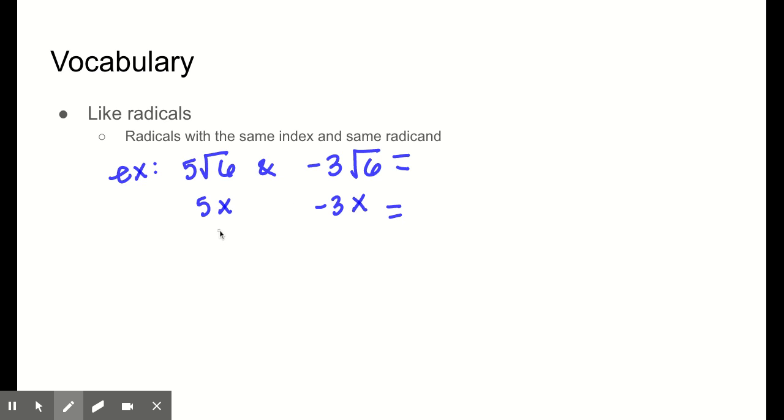So if we had 5x minus 3x, that would give us 2x. And similar to that, if we have 5 rad 6 minus 3 rad 6, that would give us 2 rad 6. And so just like with the like terms, when we add or subtract them, we simply combine the coefficients. The same thing is going to happen when we add and subtract radicals.